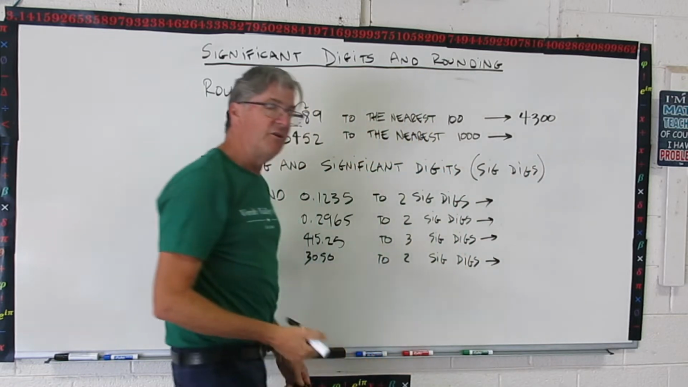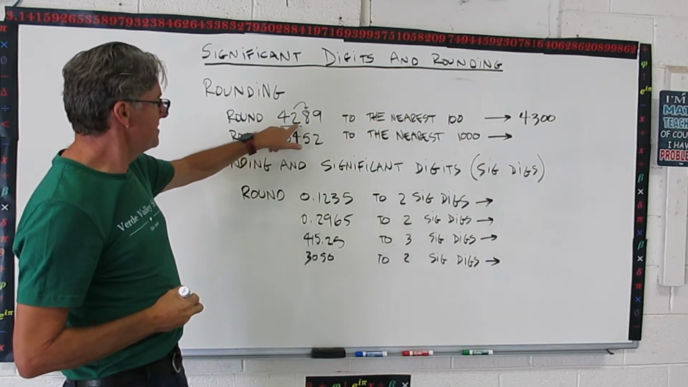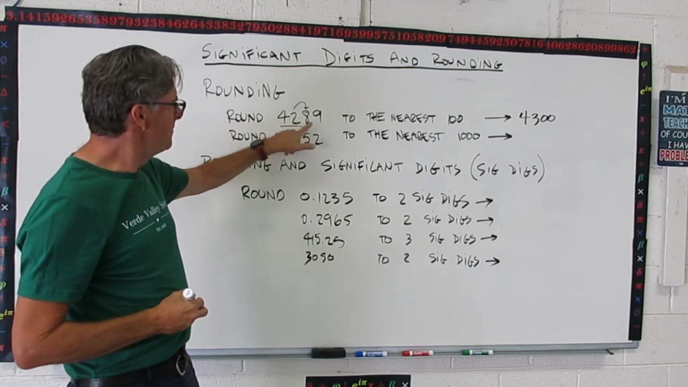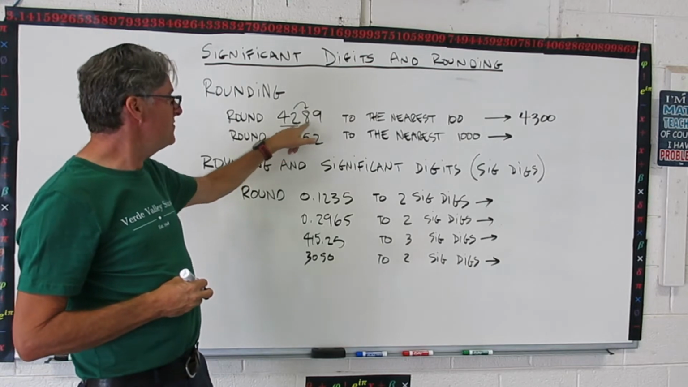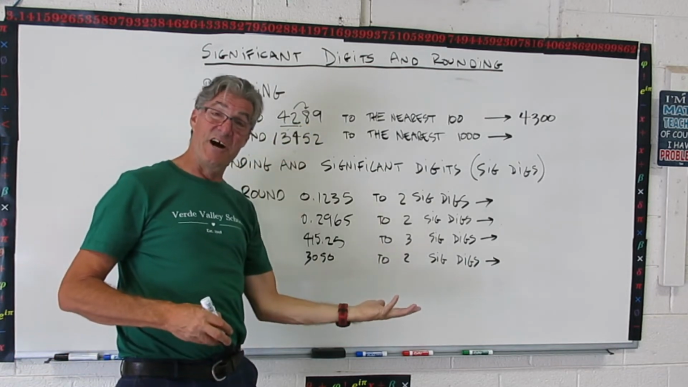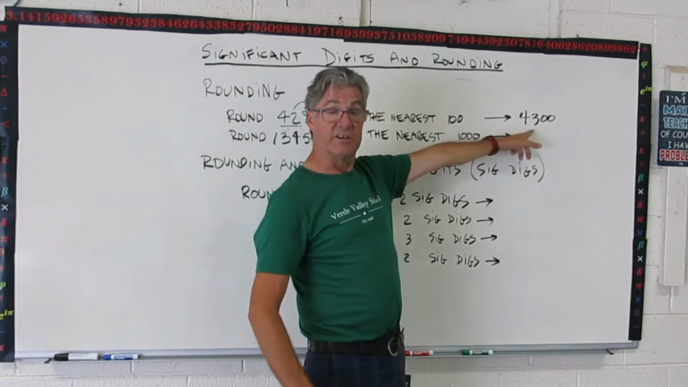And the way to think about that is the nearest 100 is, well, it's at 200, but this thing is pretty close to bumping this up to 3. So 289 is closer to 300 than it is to 200. So that's why the result gives us 4,300.